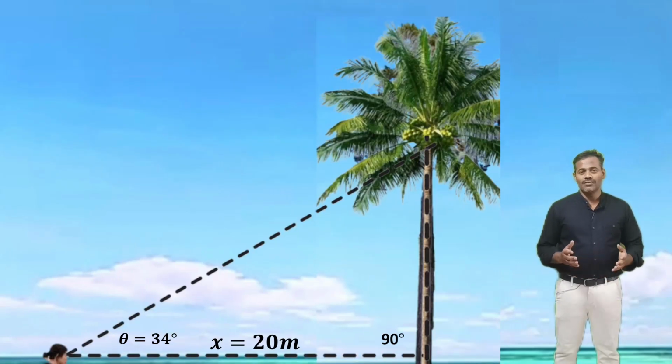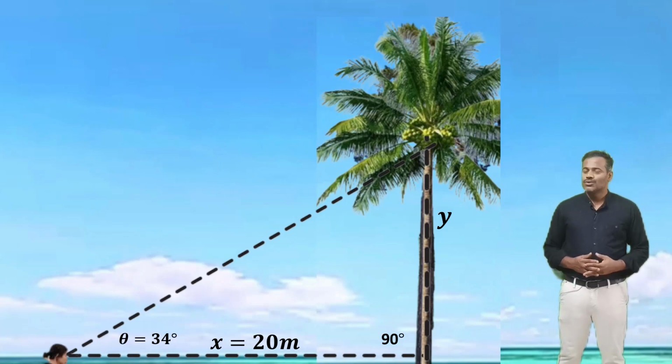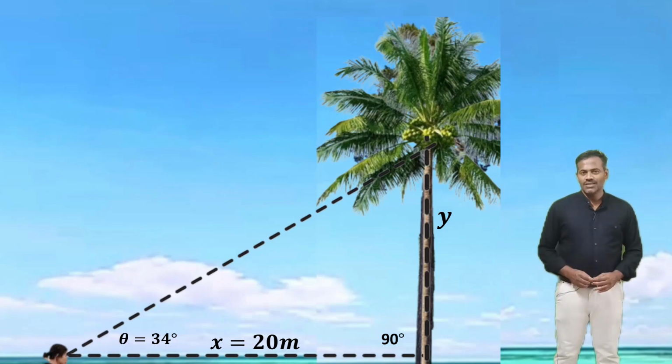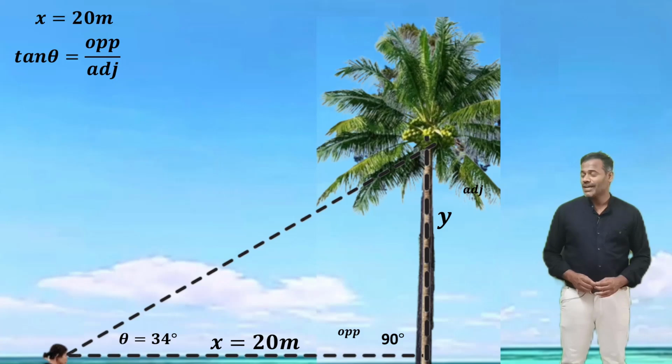Now we got a beautiful right angle triangle, is it? That angle is 90 degrees, we know that. Children, we know that tan theta is equal to opposite by adjacent. So tan 34 degrees is equal to y by x.